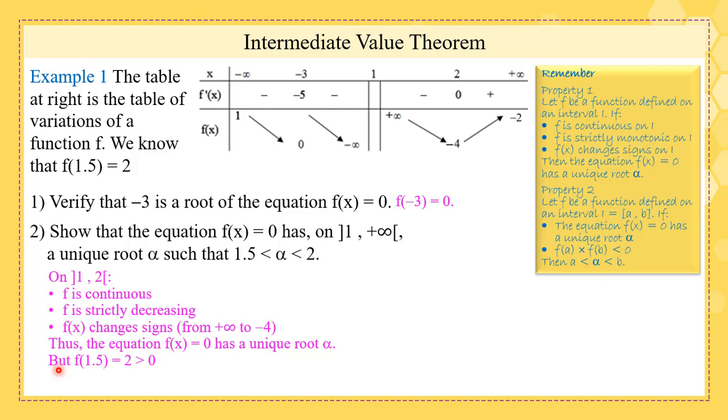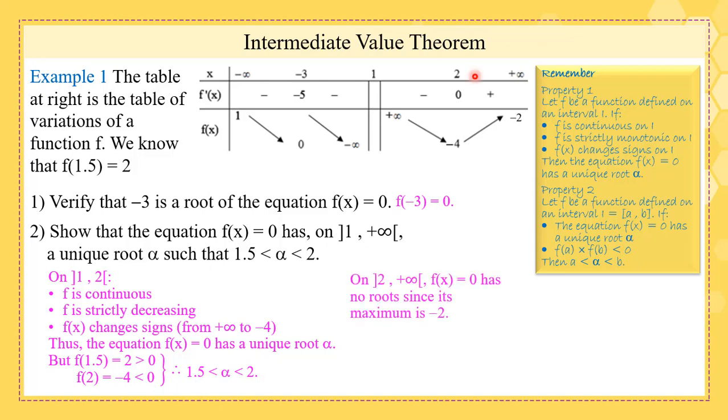We continue, but f of 1.5 is 2, and this is given here, which is positive. And f of 2 is -4, and we can tell the answer from the table of variations. So one of them is positive, the other one is negative. So we can see that their product is negative, so alpha is between 1.5 and 2.